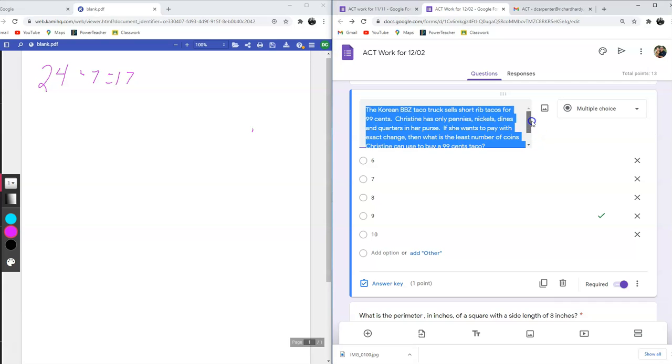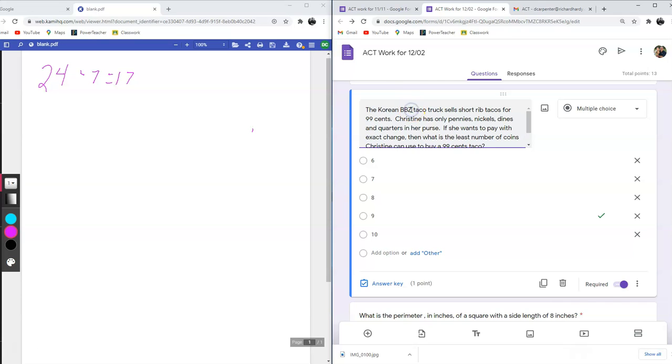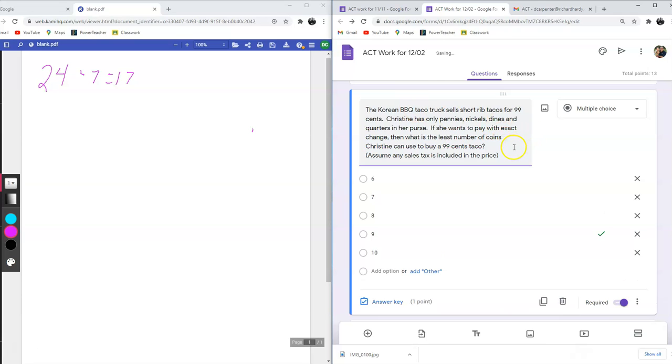There we go. Okay, so in this particular Korean barbecue, tacos sell for 99 cents. Christine only has pennies, nickels, dimes, and quarters. If she wants to pay with exact change, what is the least number of coins? We're going to start with our largest. Those are 3 quarters. And then our next largest, which is 2 dimes. So we have 3 quarters, 2 dimes. That gets us up to 95 cents. And 4 pennies. 3 plus 2 plus 4 is 9.